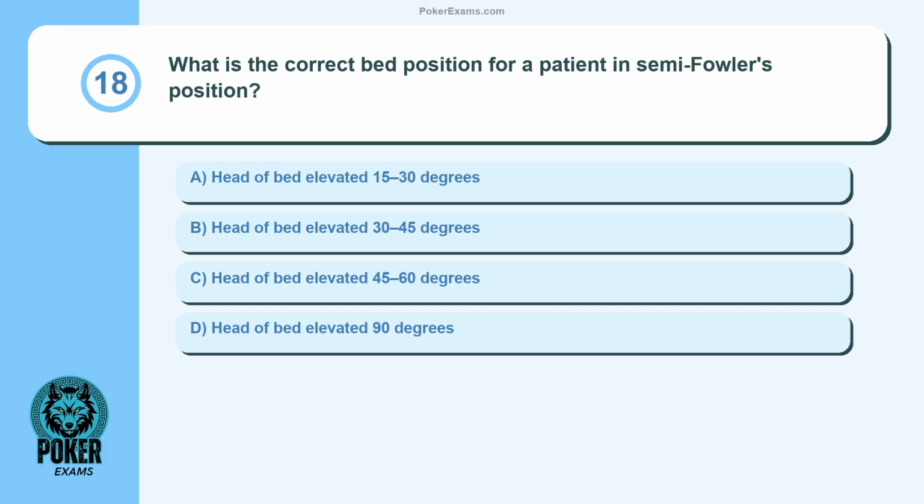Question 18. What is the correct bed position for a patient in semi-Fowler's position? Head of bed elevated 15 to 30 degrees. Head of bed elevated 30 to 45 degrees. Head of bed elevated 45 to 60 degrees. Head of bed elevated 90 degrees.